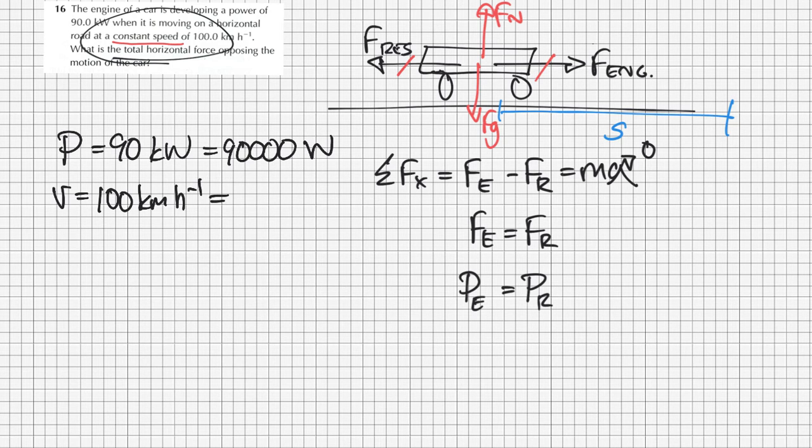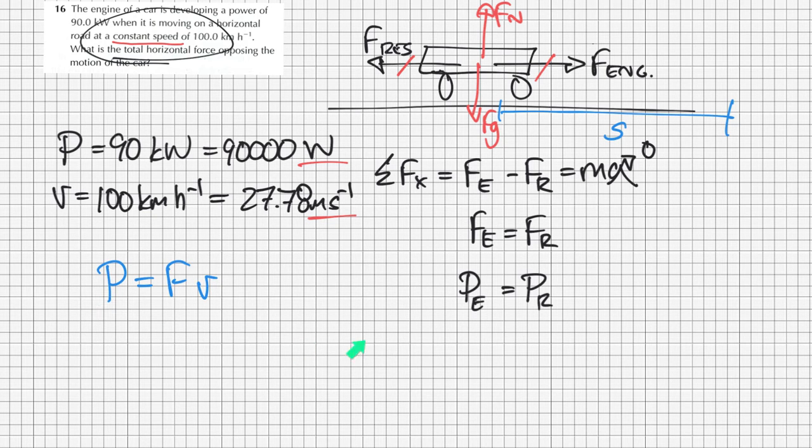And we need to convert that into meters per second. So that's 27.78 meters per second. And the reason we need that is because in order to use these equations, we need SI units, which watts is an SI unit, not kilowatts, and meters and seconds are our SI units for velocity. Okay. The equation is power equals force times velocity.